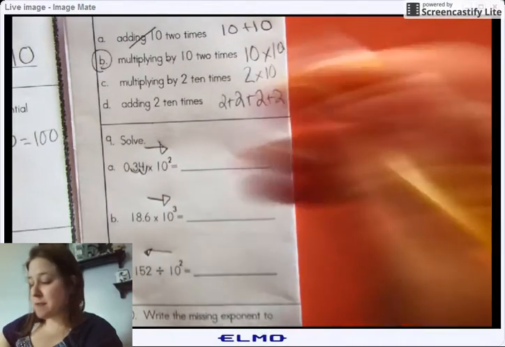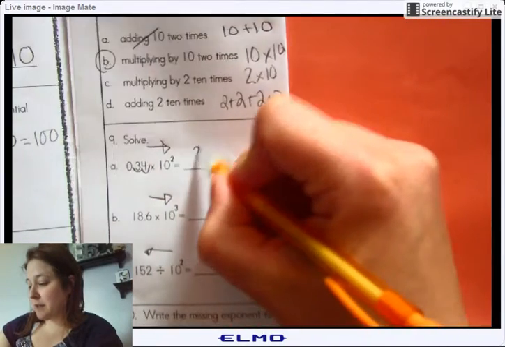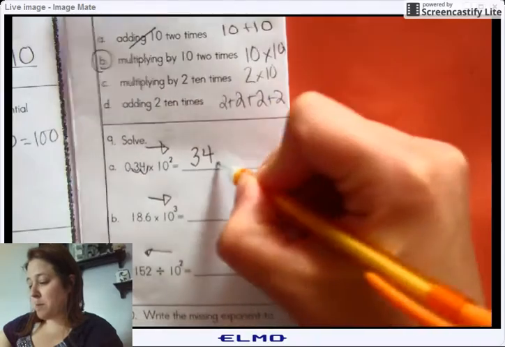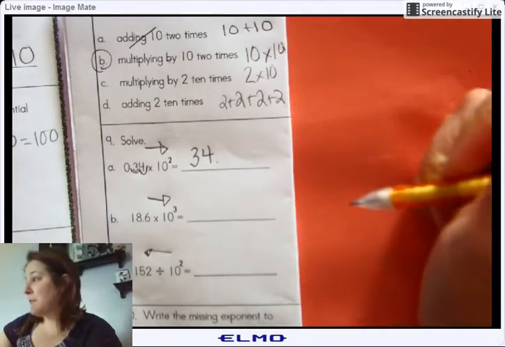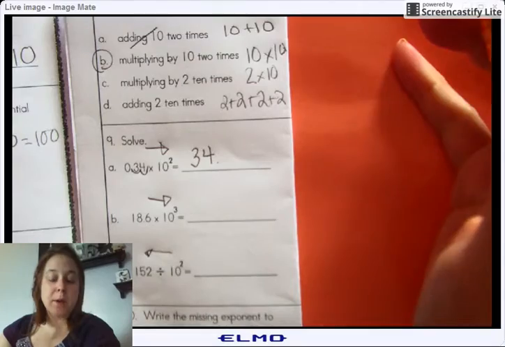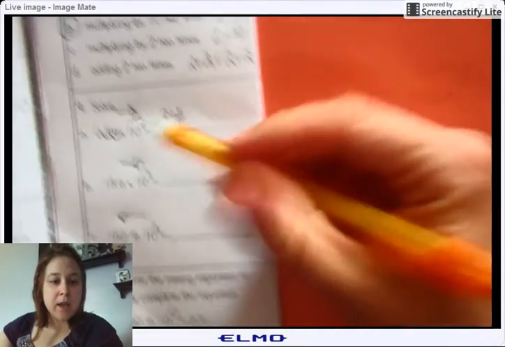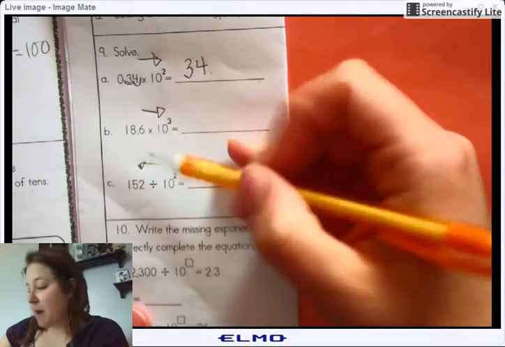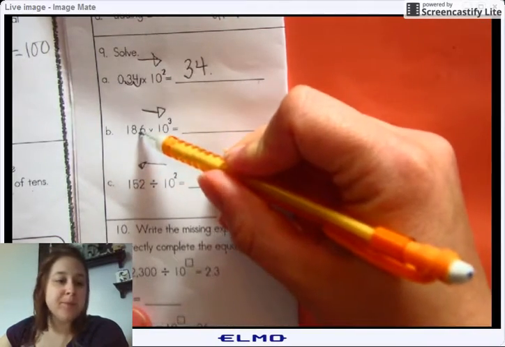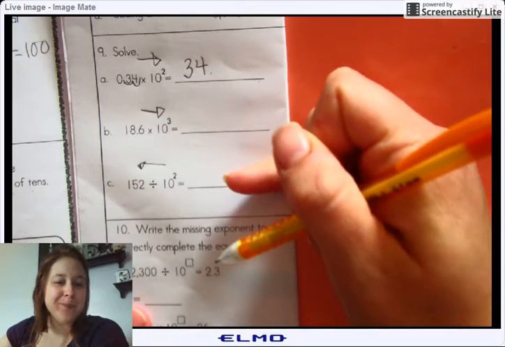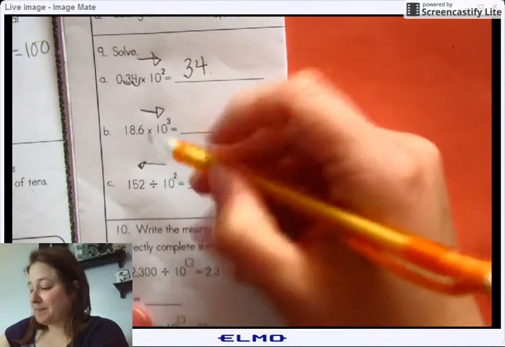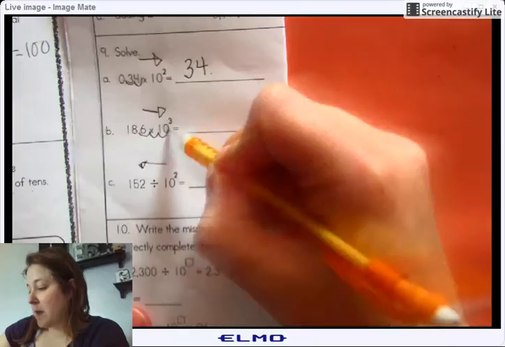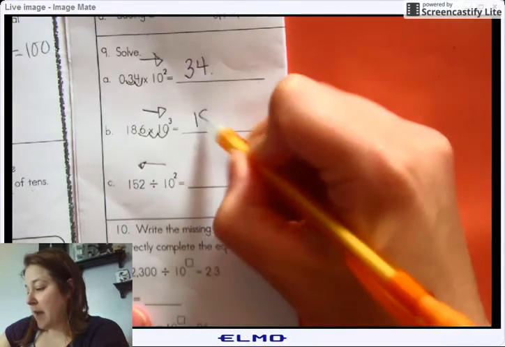You move it 2 spots, you're going to get 34. Your decimal is right here. You don't have to put it in because the decimal represents a whole number. Moving on to B, you're going to move it 3 spots. Take a moment and do it. And you're going to get 186.